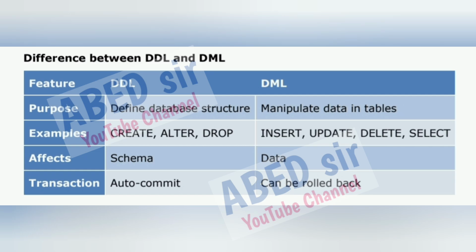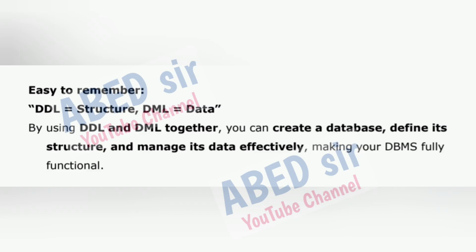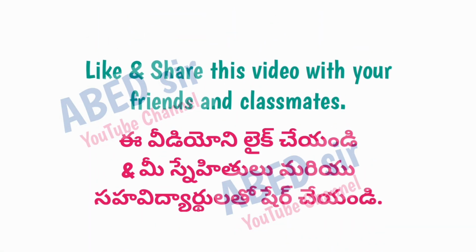Difference between DDL and DML. Feature: DDL, purpose is to define database structure; DML, to manipulate data in tables. Examples: create, alter, drop; insert, update, delete, select. Affects: schema; data. Transaction: auto-commit; can be rolled back. Easy to remember. DDL is equal to structure, DML is equal to data. By using DDL and DML together, you can create a database, define its structure, and manage its data effectively, making your DBMS fully functional.